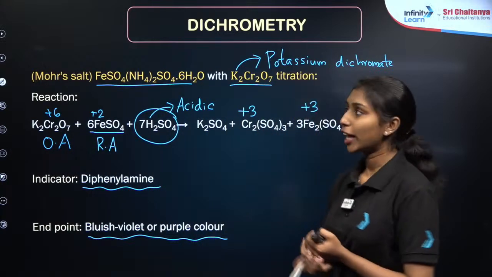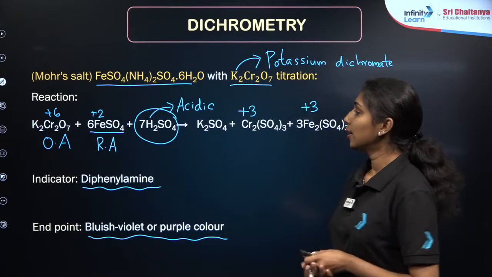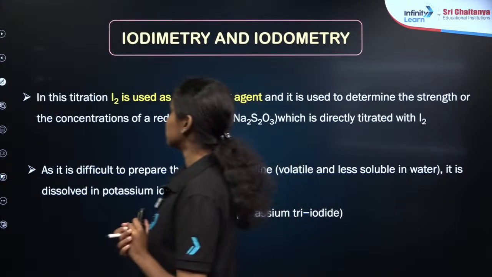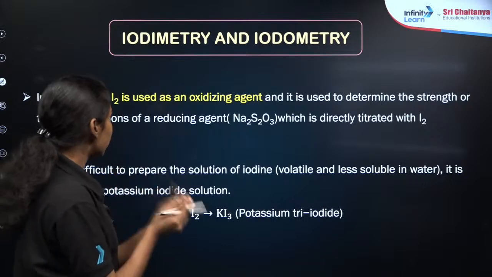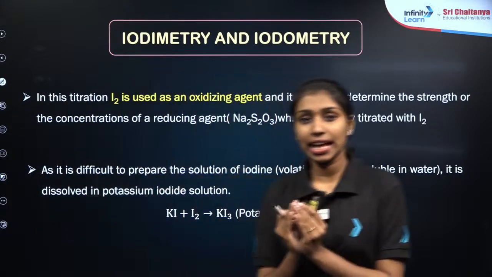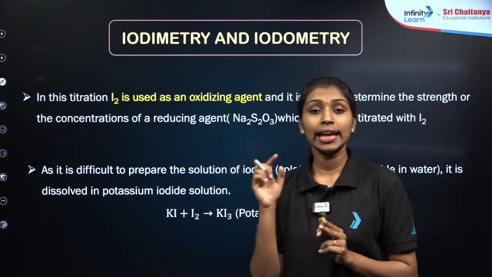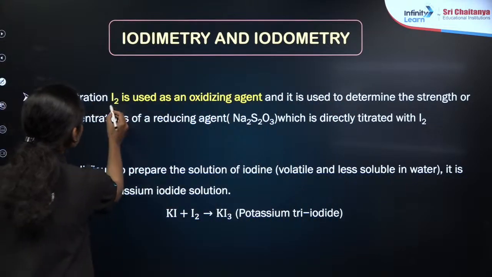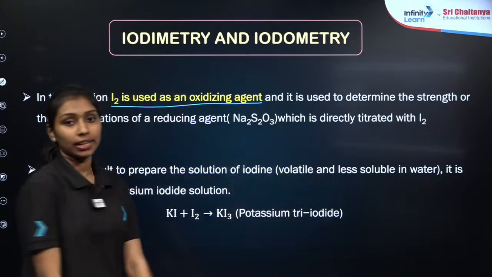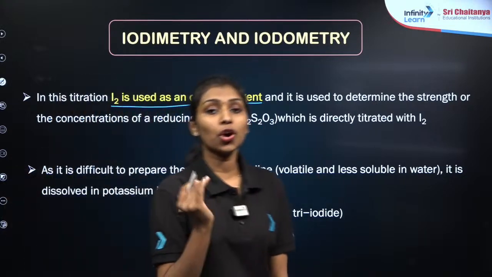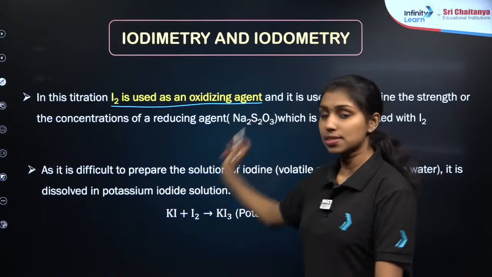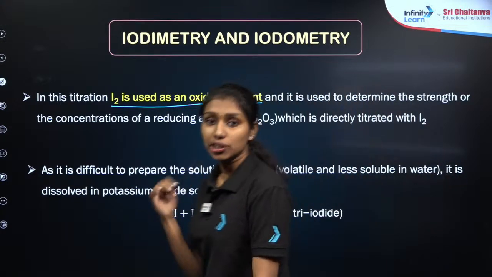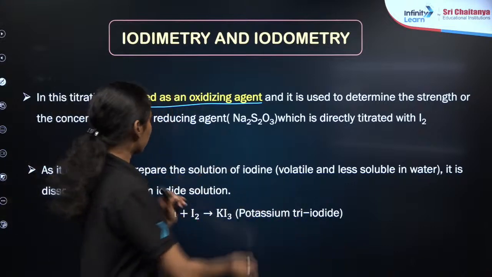Is it clear? Or can we move to the third type of titration? Yes. The third type of titration is the titration using iodine. I have already mentioned there will be two types of titration including iodine, that is iodometry as well as iodimetry. Iodine is always used as an oxidizing agent here. That's why the name comes from iodometry or iodimetry, because iodine is used as an oxidizing agent. It is used to determine the strength or concentration of a reducing agent with iodine.